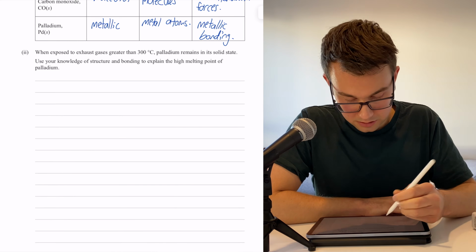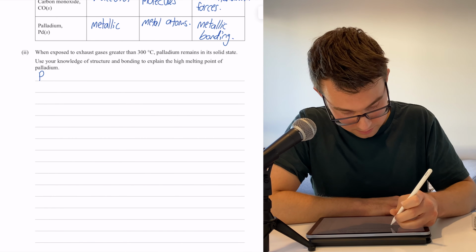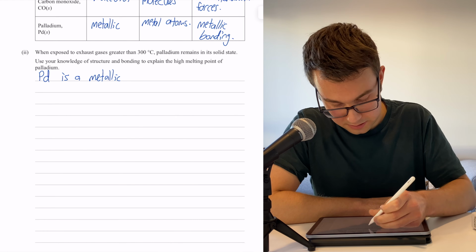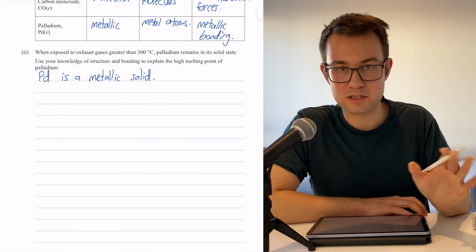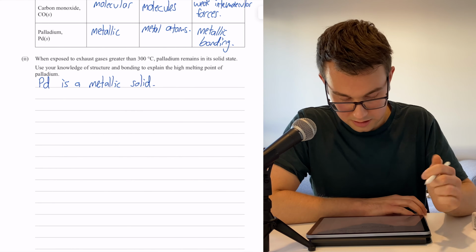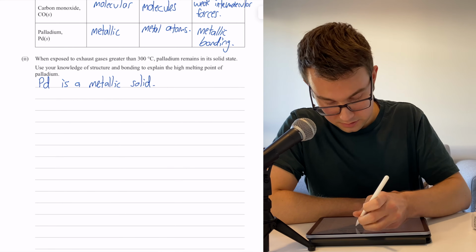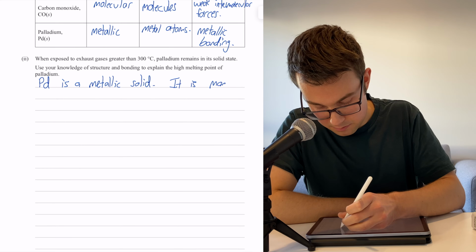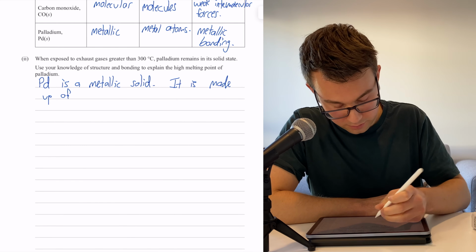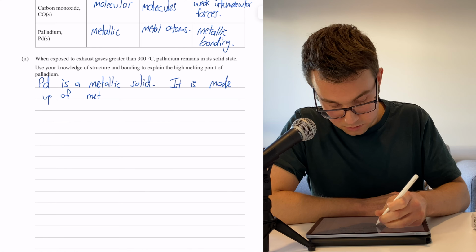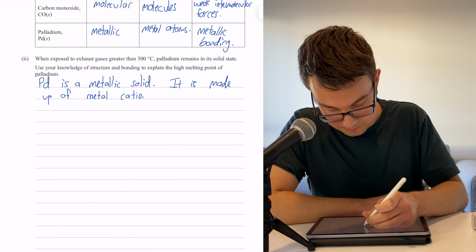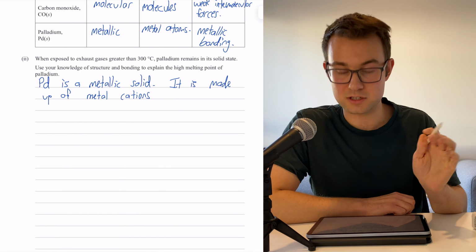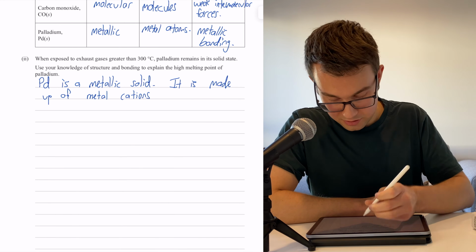We can do it. So what's going on in palladium? So we know that, as we said before, palladium is a metallic solid because it's in the metal area of the periodic table. Perfect. Now, what's actually going on inside? It is made up of metal cations, positively charged cations, as opposed to anions, which are negative.